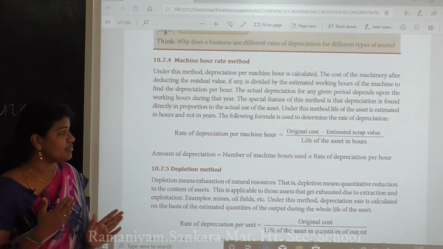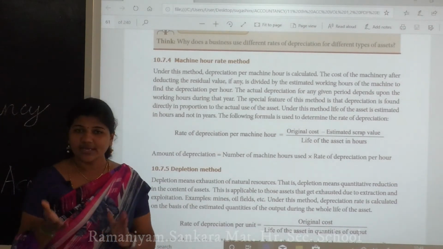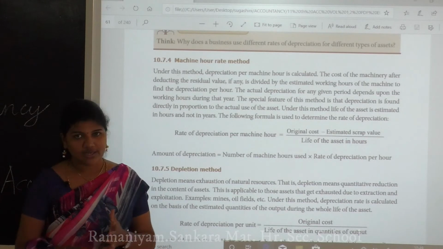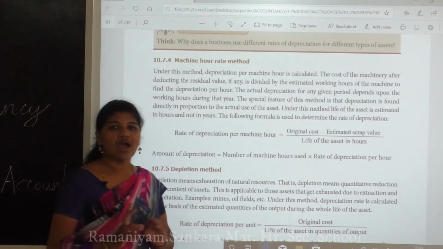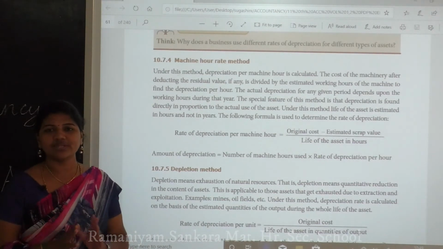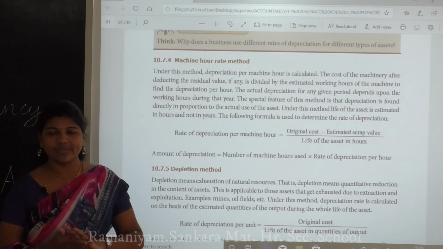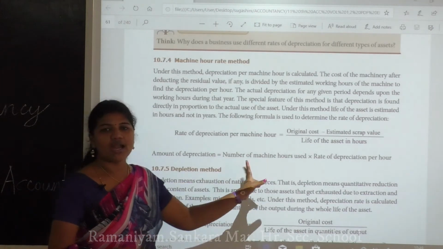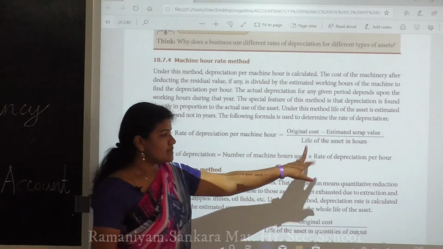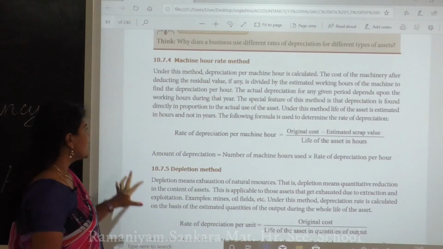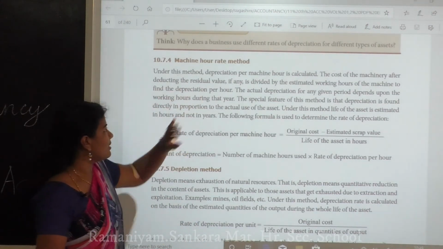Okay, so number of machine hours used, day to day, how many hours we are using that year, and the rate of depreciation per hour. So per hour the rate of depreciation is 5 rupees or 10 rupees, we put that in and calculate by multiplying. Okay, both the things we have to use with the multiply symbol. Okay, so that is the machine hour rate method.